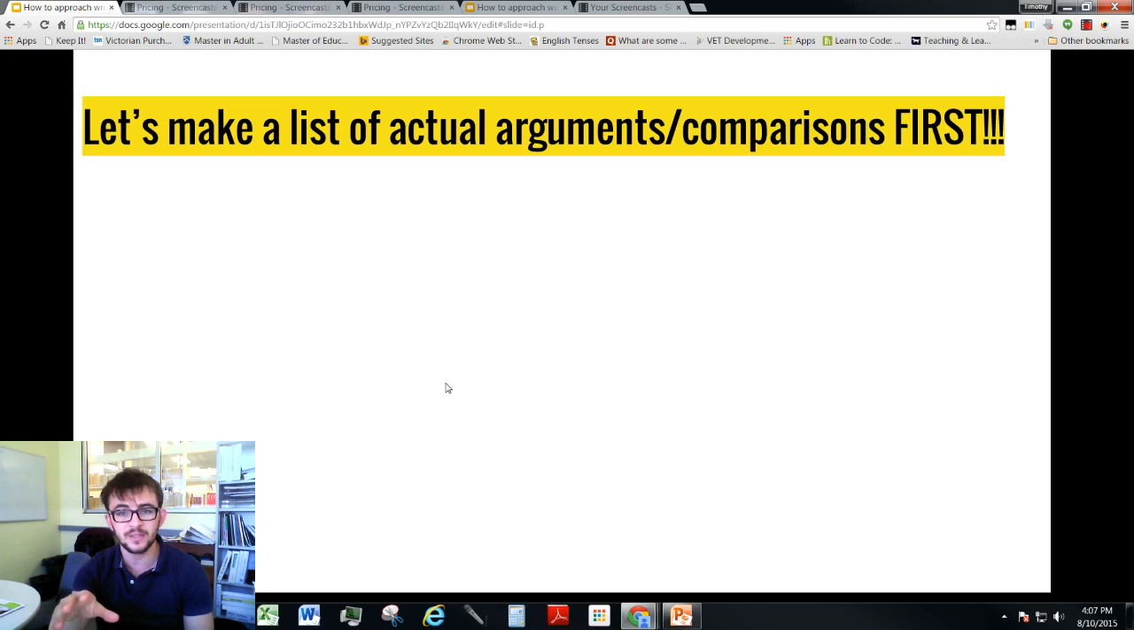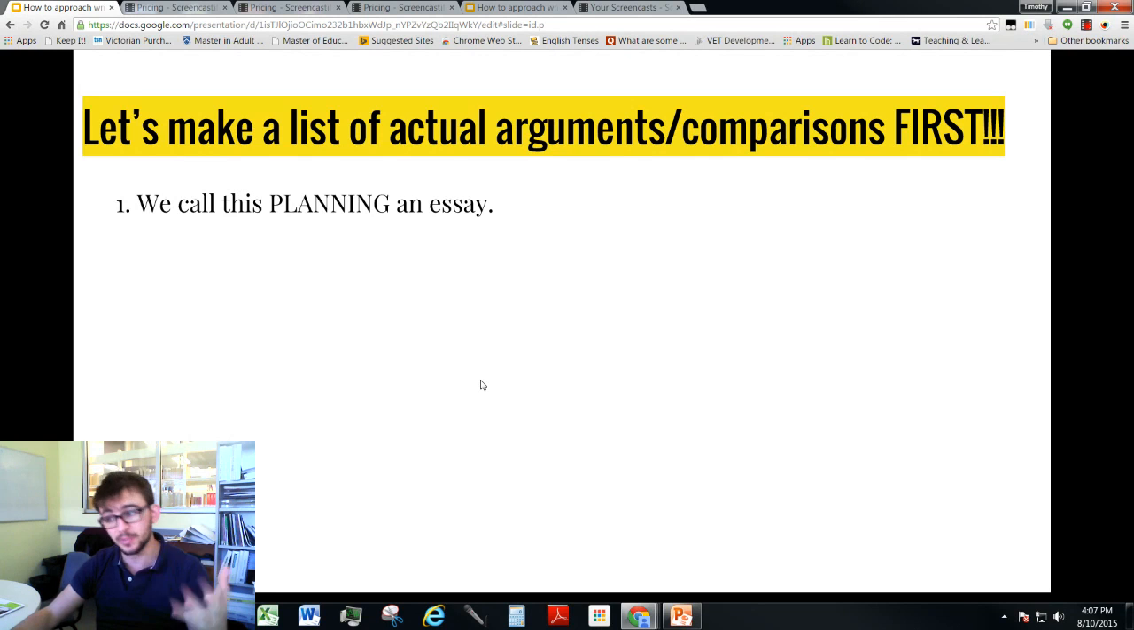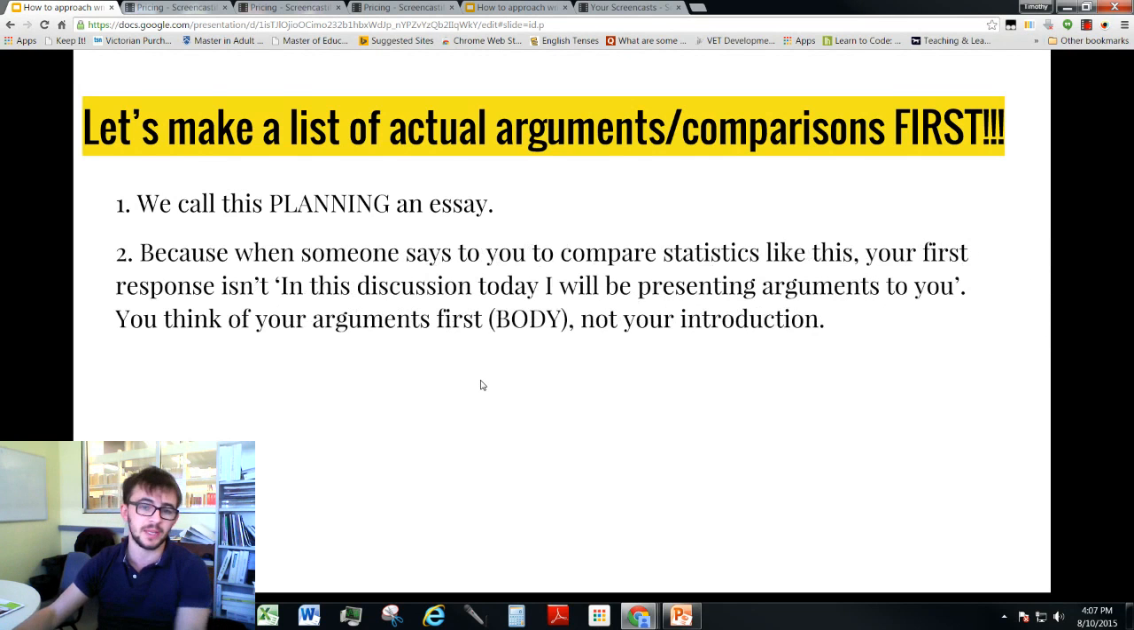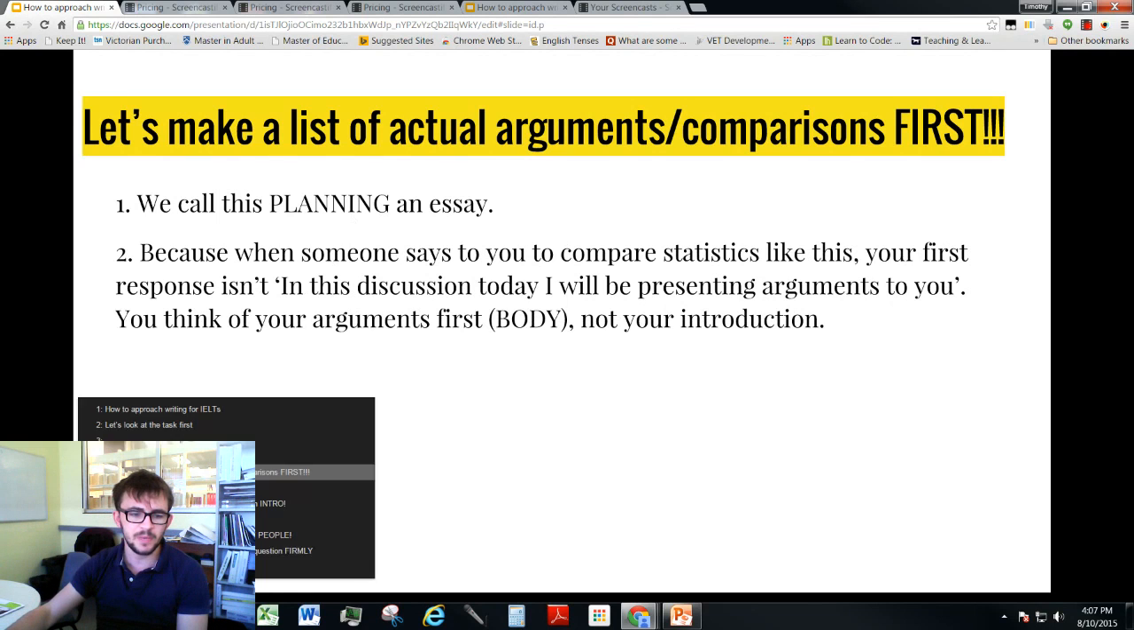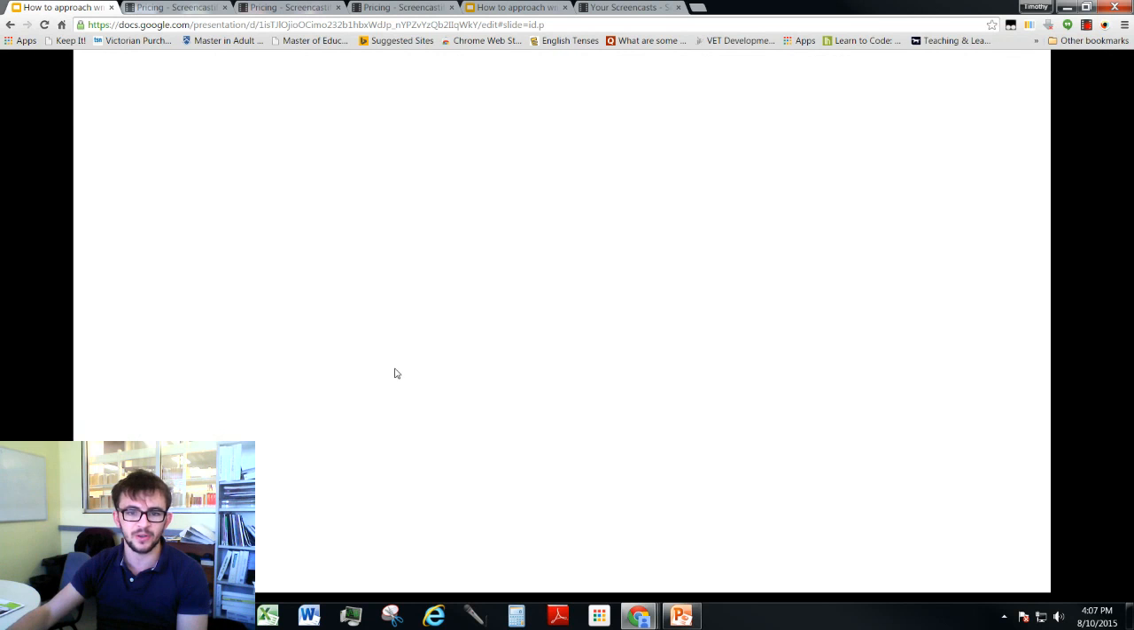This isn't asking you to write your introduction first. This is saying, how are you going to answer this question? All right? And I call this planning an essay. A lot of people call this planning an essay. And it's because when someone says to you, oh, you know what? Tell me about all the information on this graph.